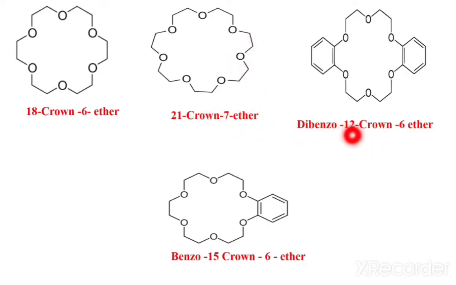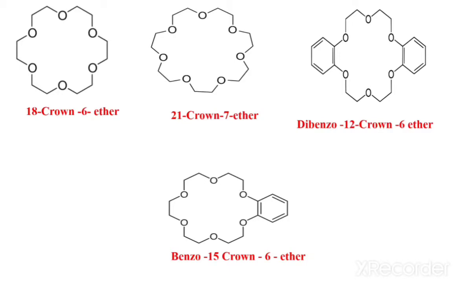Now then dibenzo. Why is it dibenzo? Because here there are two benzene rings, first and second. Therefore dibenzo-18-crown-6 ether. Here 1 2 3 4 5 6 oxygens. Now this has a single benzene ring. Therefore benzo-15-crown-5 ether. These are some examples of the crown ethers.